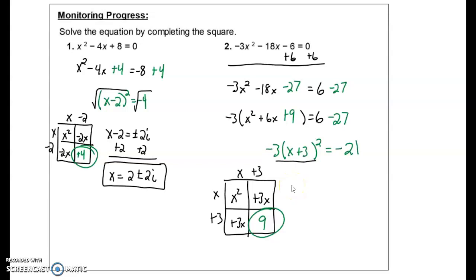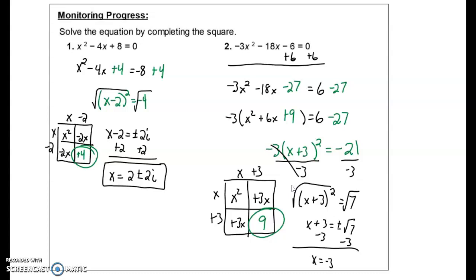Okay, so to solve, we divide by -3 on both sides. So we get x plus 3, parentheses squared, equals 7. Now we square root, so x plus 3 equals plus or minus the square root of 7. Now we're going to subtract our 3, so we get -3 plus or minus the square root of 7.